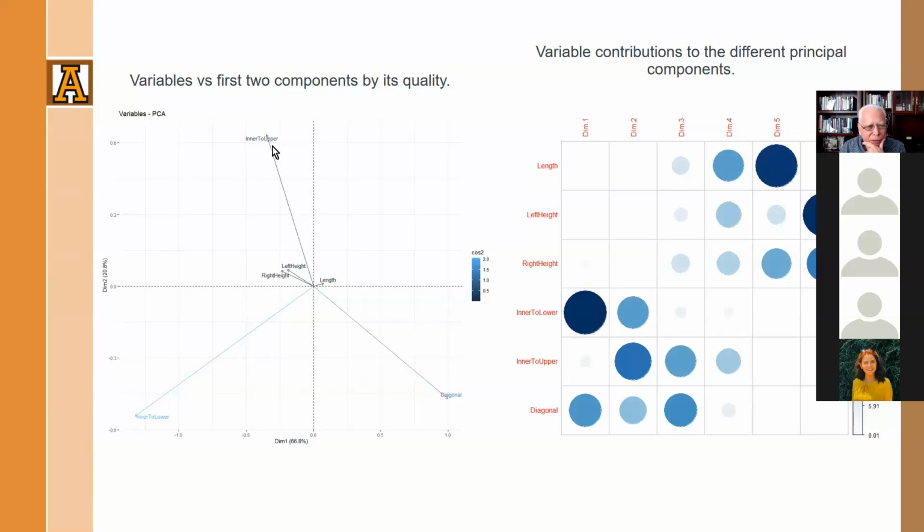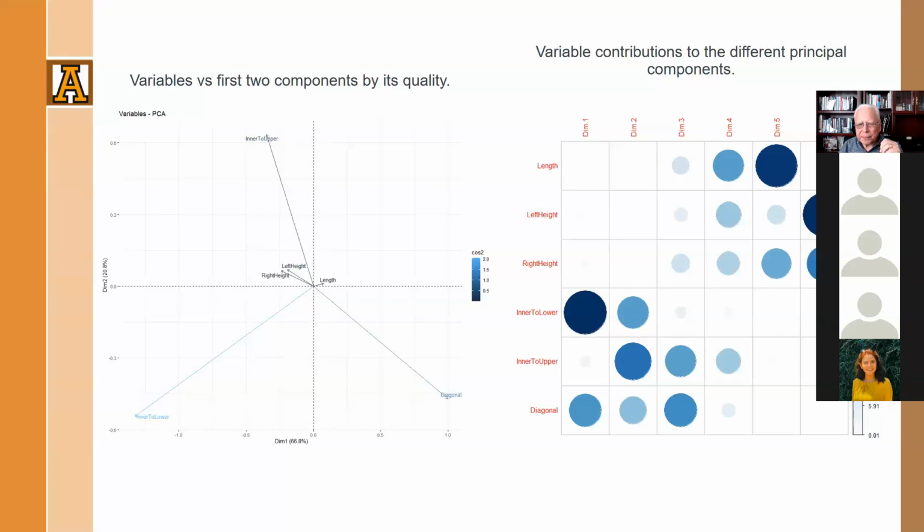We can see that for inner to upper, the farther they are from the origin, the larger the contribution. And the stronger the blue is, the higher the quality. The color, how dark the blue is, represents how high the quality of representation of that variable is, inner to lower, in the first two principal components. And the farther away they are from the origin, the larger the contribution.